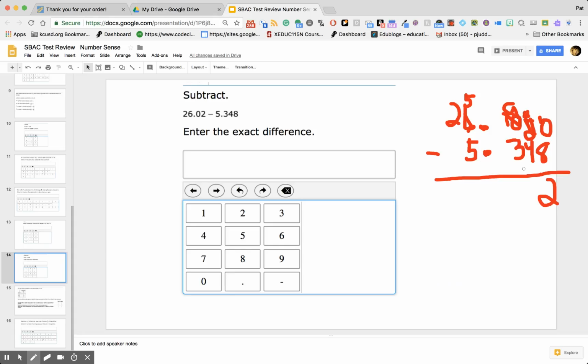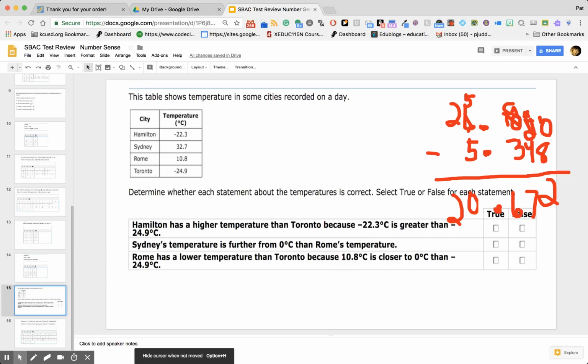Now, 11 subtract 4, you have 7. 9 subtract 3, you have 6. Bring down your decimal point. 5 subtract 5, and you have your answer. Hopefully, yours matches what I have here. And you remembered to line up your decimal points. Okay, on to the next one.